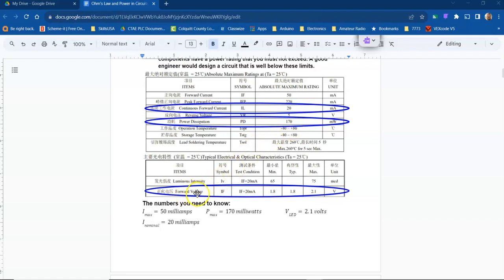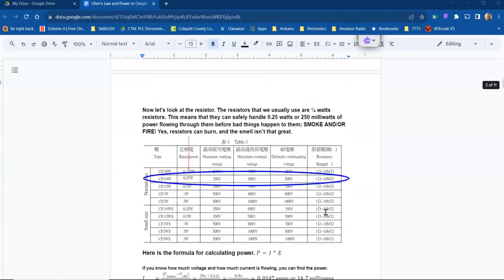And the maximum forward voltage, this is a typical electrical characteristic, is somewhere between 1.8 and 2.1 volts. For our circuit design, we're just going to go with 2.1 volts for these LEDs. On your test, it's 2.5 volts.